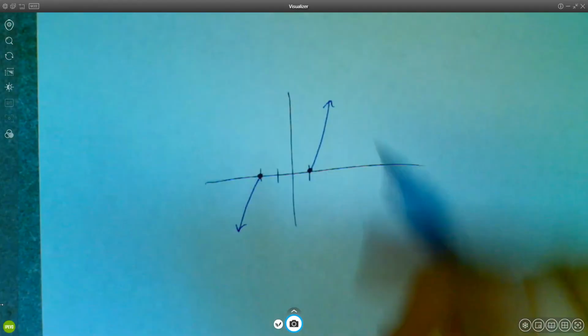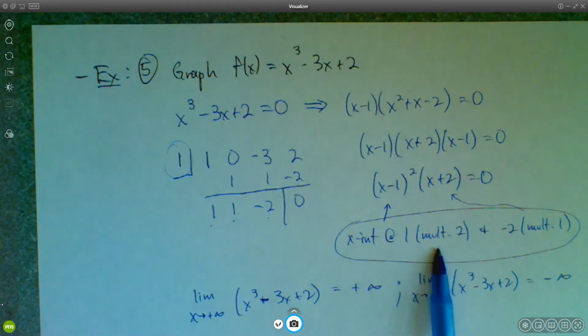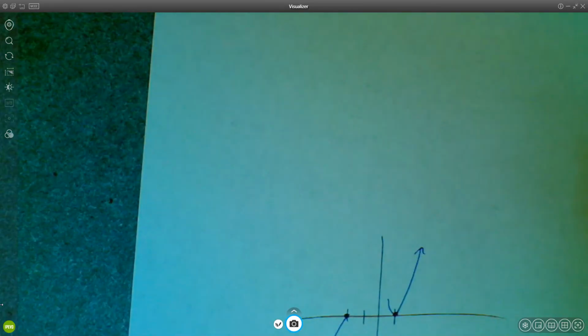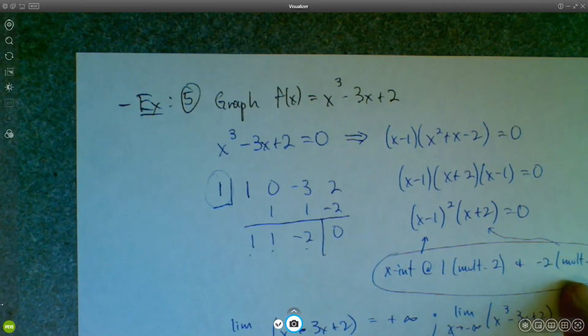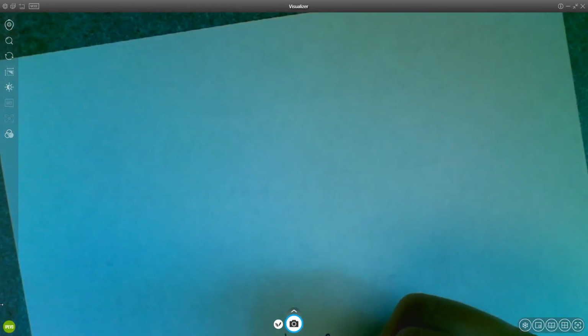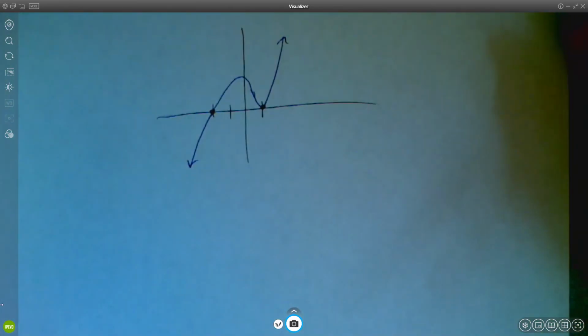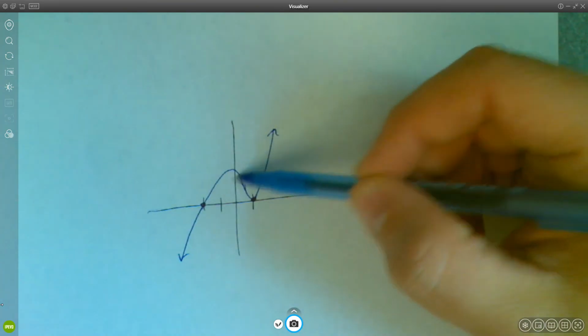And then in the middle we can figure out what's going on, because at 1 we have an even multiplicity, which means that right here at 1 it's not going to cross, it's just going to touch and then come back up. And then at negative 2 we have an odd multiplicity. That means that the function actually crosses through right there. And so this is the function that you end up with, right? The problem is we don't know where this maximum occurs.